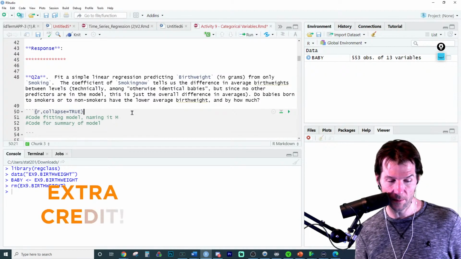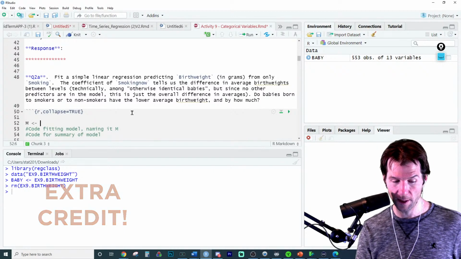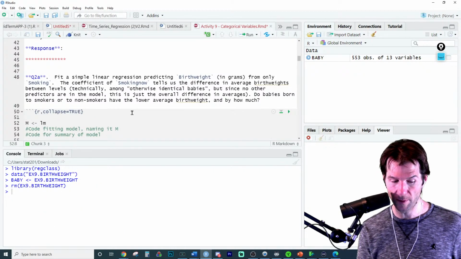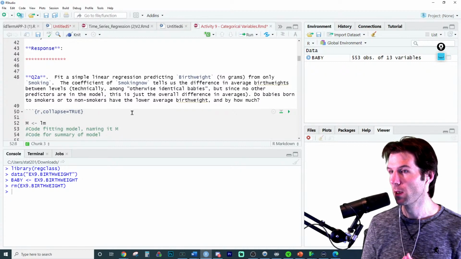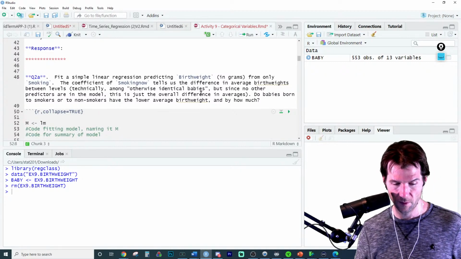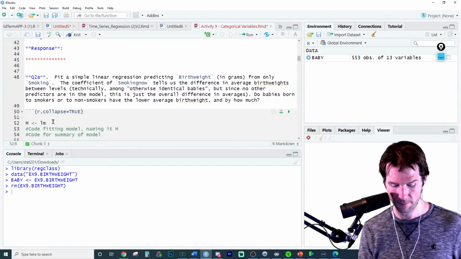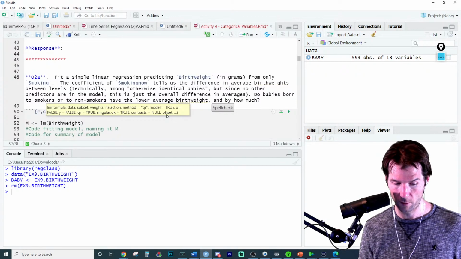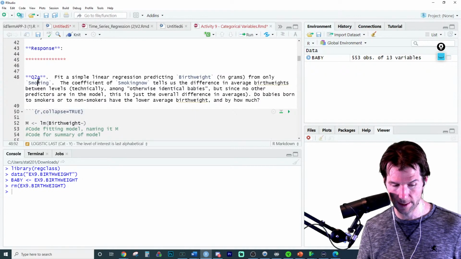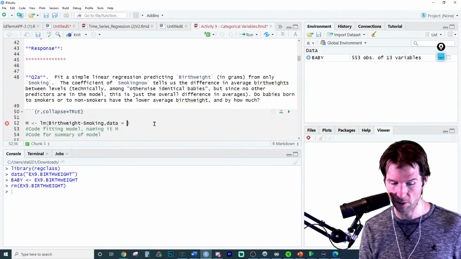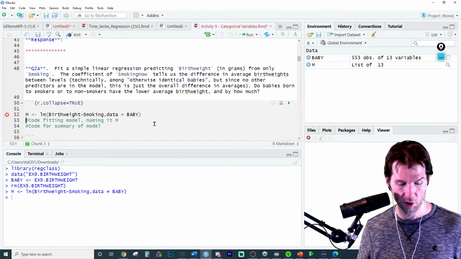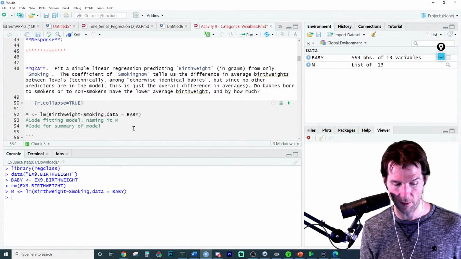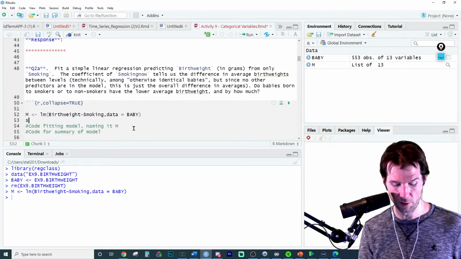And so we need to fit a model. It says fit a model. So we're going to fit a linear model right here, save it into object M, predicting birth weight. One best thing you can do is just copy paste from only smoking. Y tilde X comma data equals. And the data is equal to, we saved it into baby right there. Should work. There it goes. Go away, X. There you go. Bye-bye. And now we're going to do a summary of the model to take a look at what's going on.